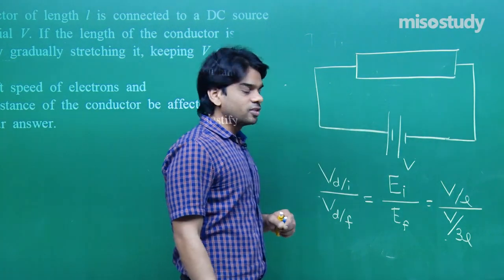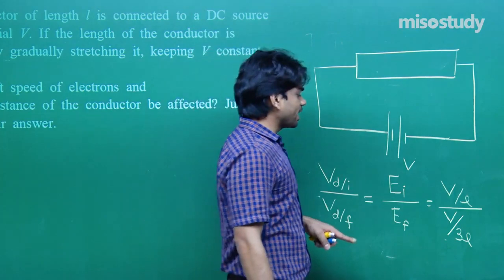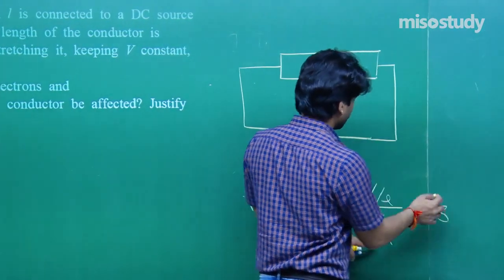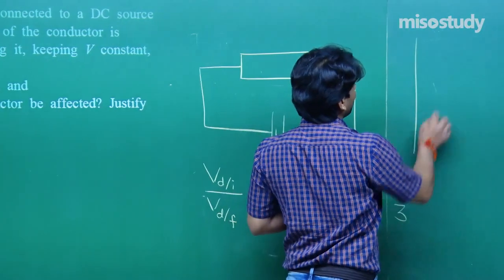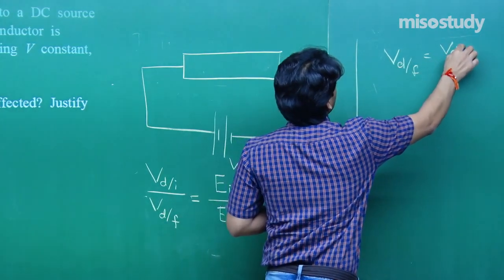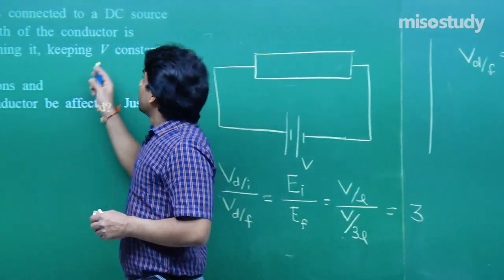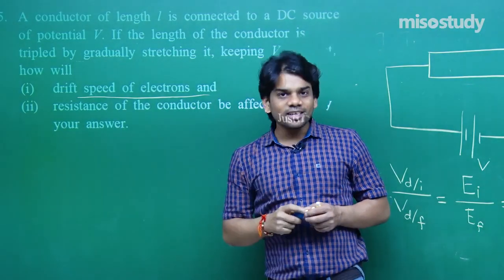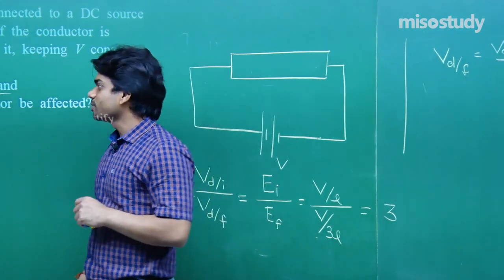This is what we can do in this case. Now I have reached here, so finally I can say that this 3 will go up, and I'll be obtaining this is equal to 3, or final drift speed is reduced by factor 3. Final drift speed is initial drift speed divided by 3. This is the relation. So first, keeping V constant, how will drift speed of electrons change? So that will be decreased by a factor 3. It will be reduced by a factor 3.